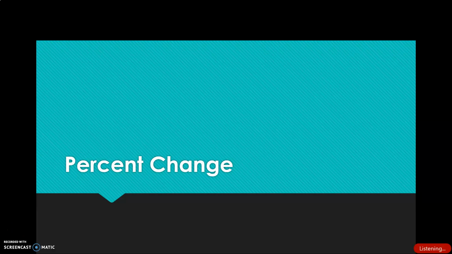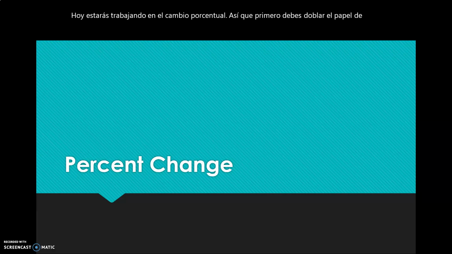Today you will be working on percent change. So first you need to fold your notes paper in half and cut on the dotted line to create your foldable.